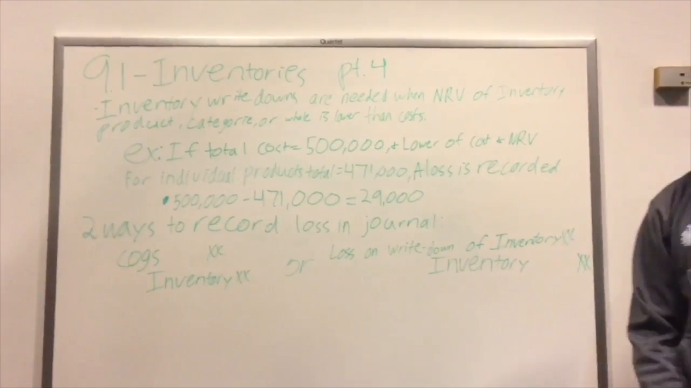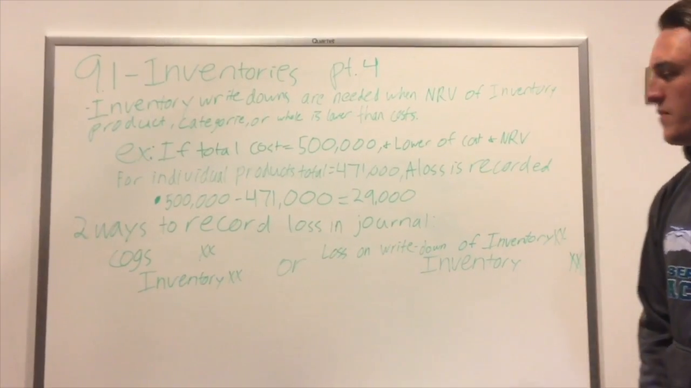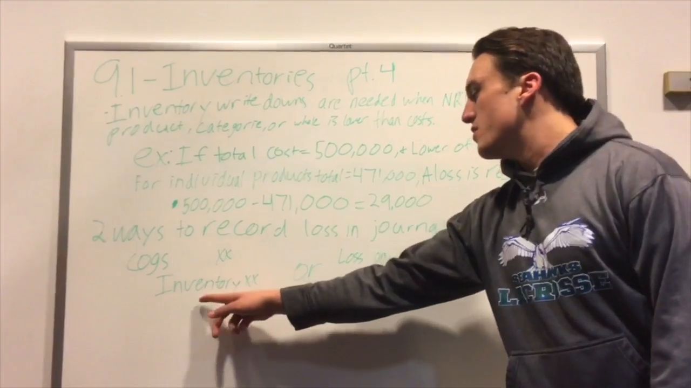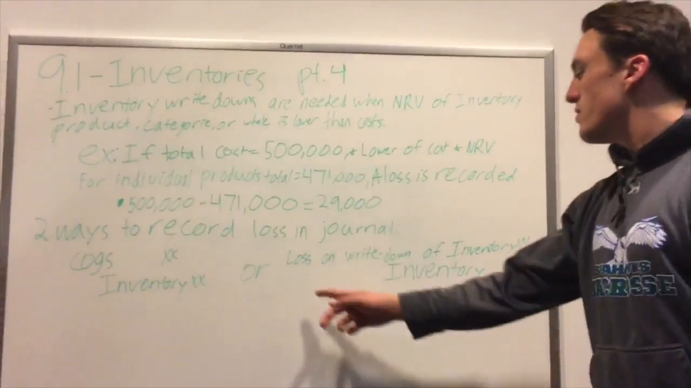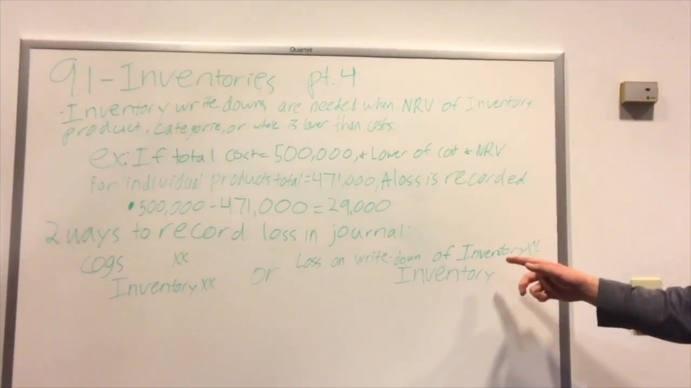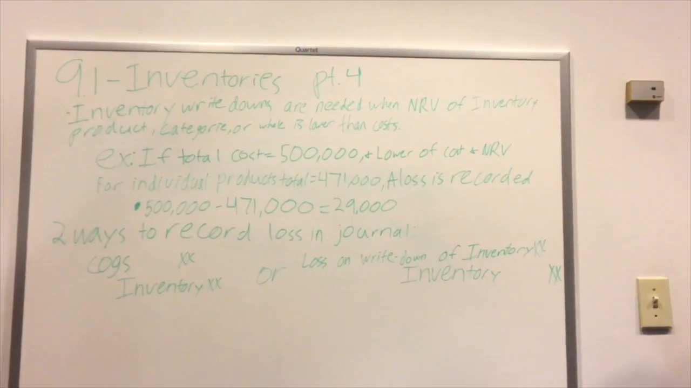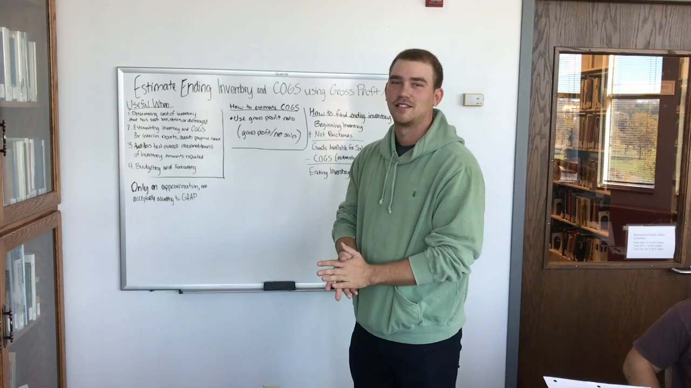There are two ways to record the journal entry. You can either do cost of goods sold debited and inventory credited, or you can do loss on write down of inventory debited and regular inventory credited. Thank you.